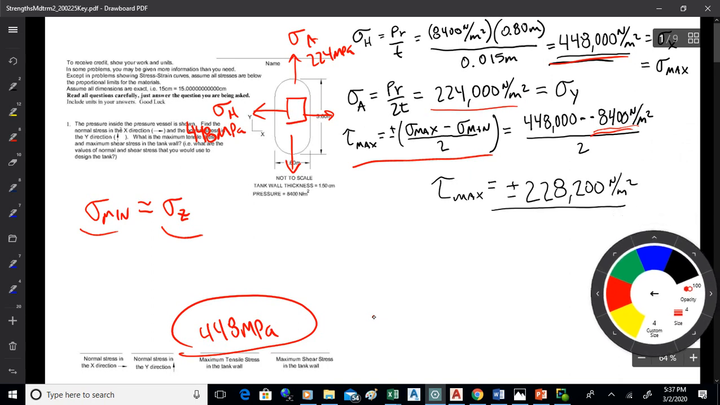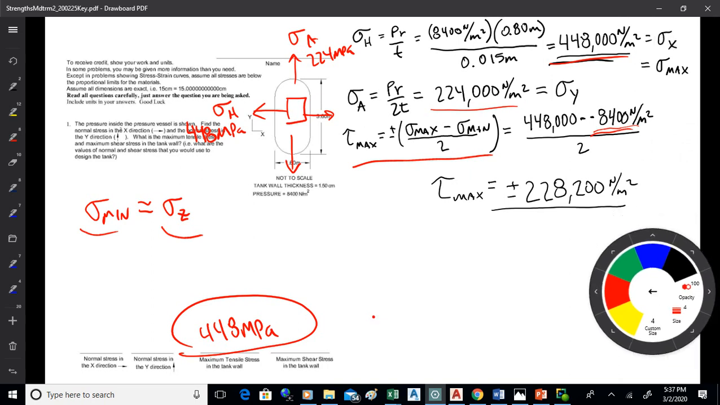So you could get either 228,000 or a little more precisely 228,200, I think. So it'll either be 224,000 or 228,200, one or the other. Okay.